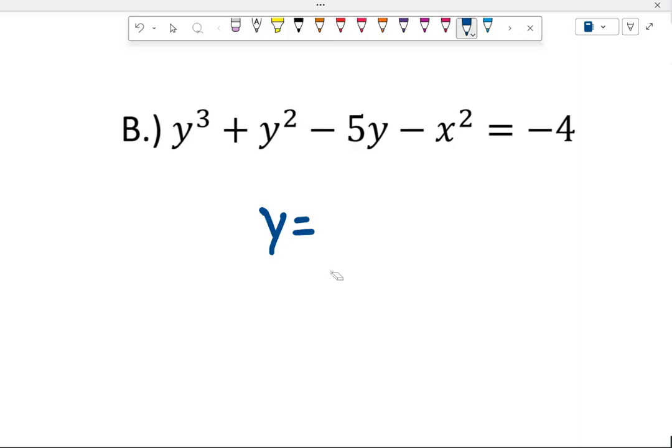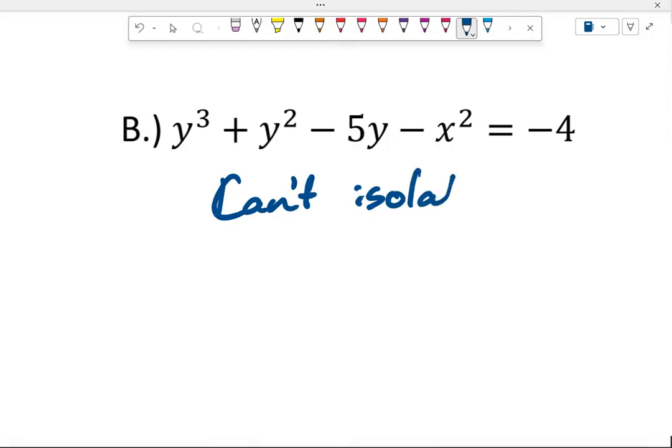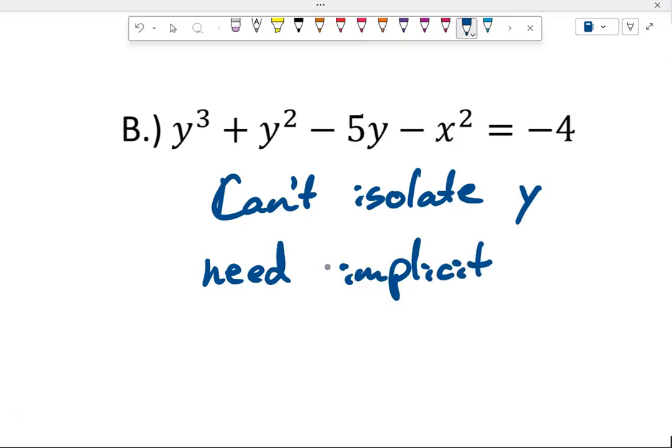I don't know. So I can't do that. This one needs implicit differentiation. So we can say can't isolate y. Needs implicit differentiation. So we're going to explore a couple things and then actually go through our implicit differentiation steps.